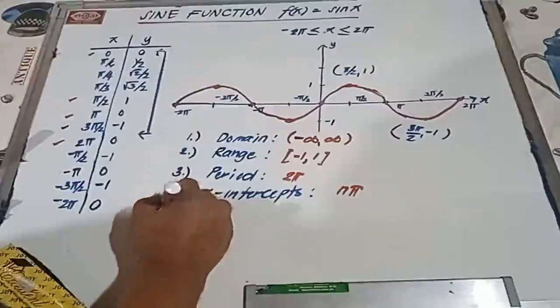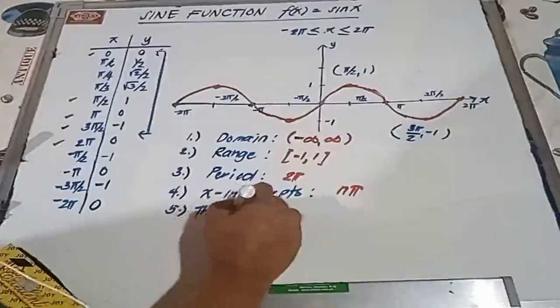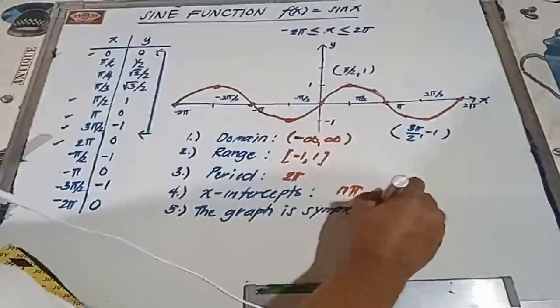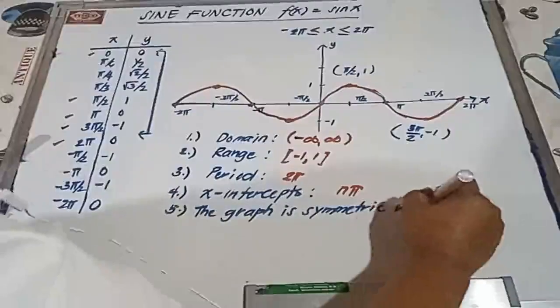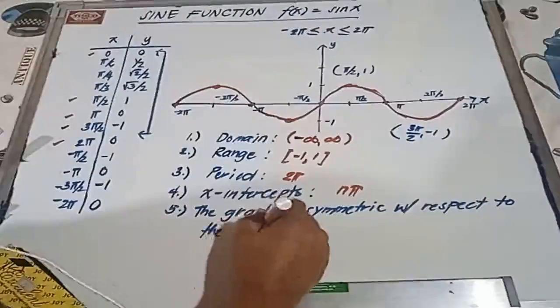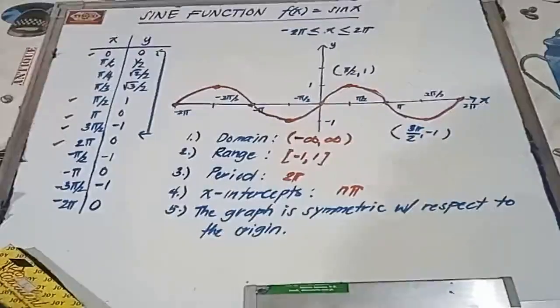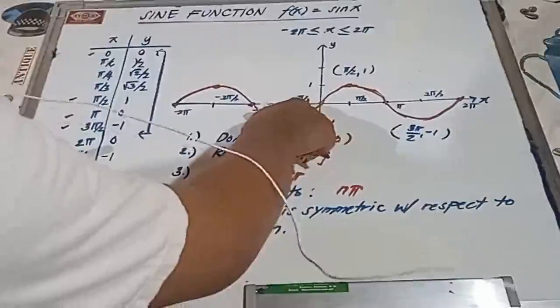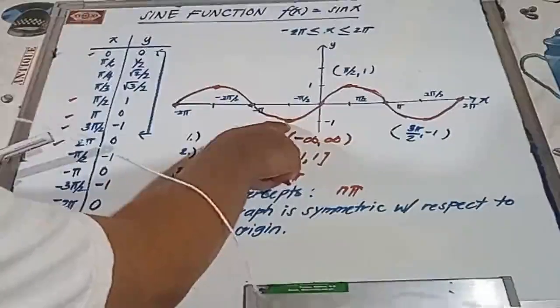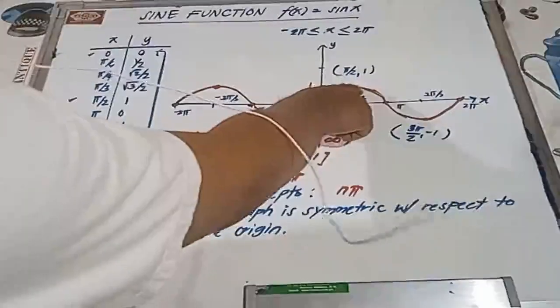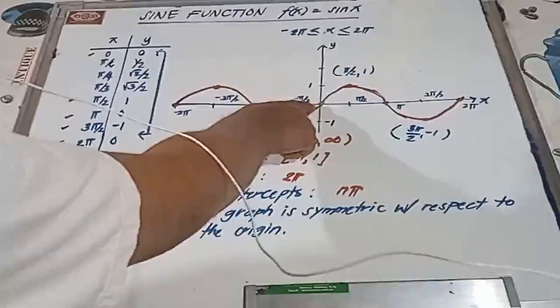What else? The graph is symmetric with respect to the origin. Ibig sabihin, from here up to that point has the same distance from here up to this point. Yun ang ibig sabihin ng symmetric siya with respect to origin. And kung itong point na to, symmetric din siya doon with respect to the origin.